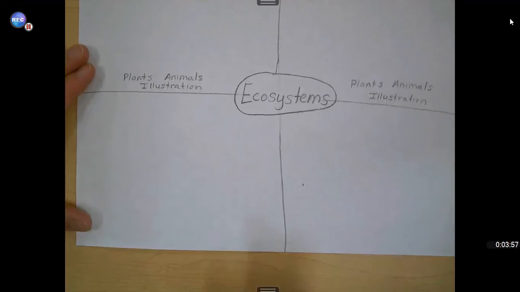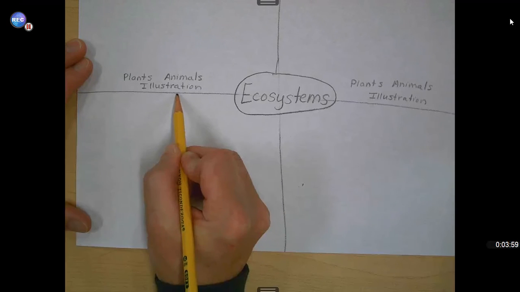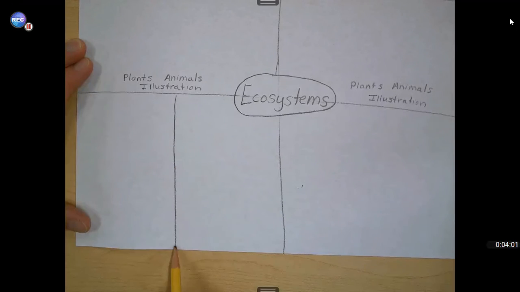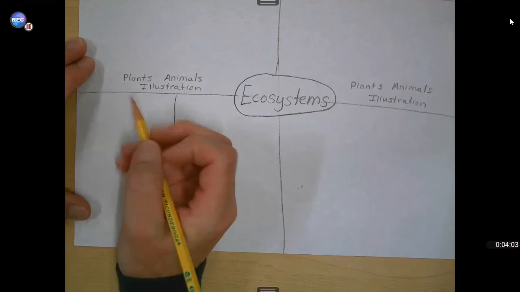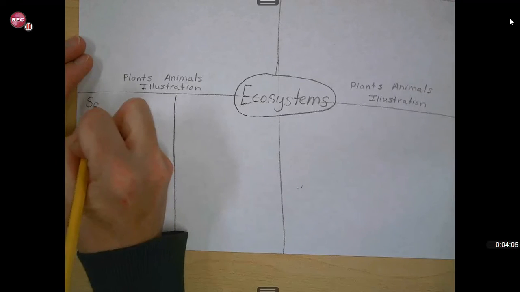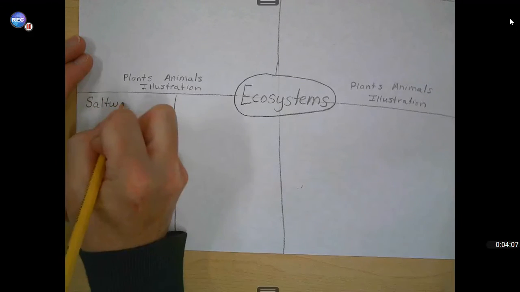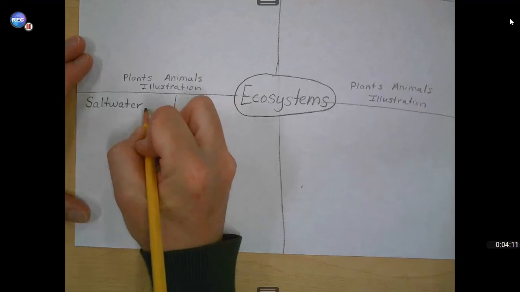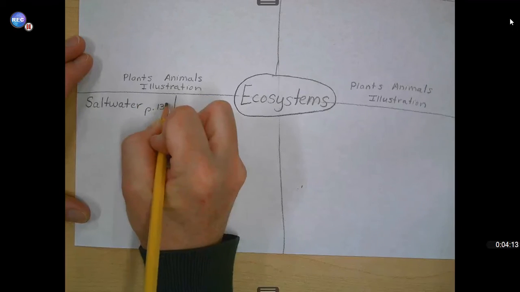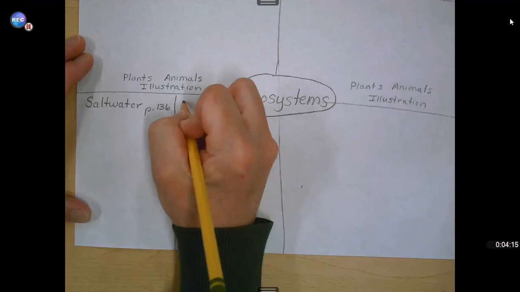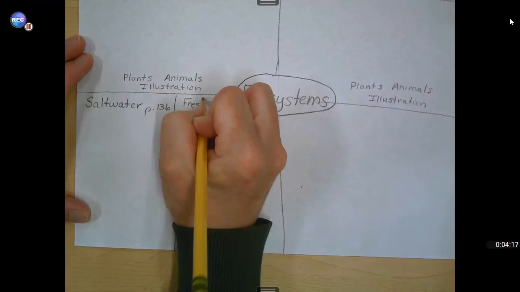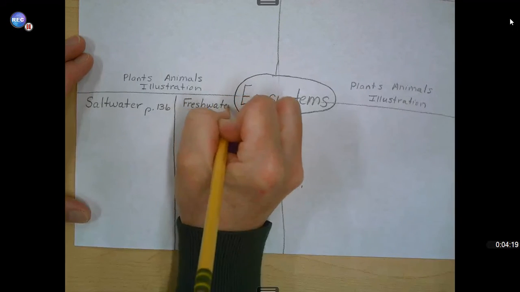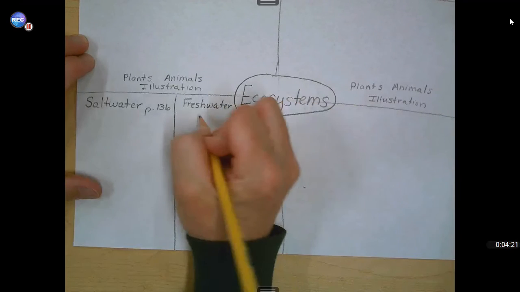Okay, now this box, we're going to divide this into 2 parts. So down the middle, this side is going to be the saltwater ecosystem. So this will be our water box, the whole box. But this side is going to be the saltwater ecosystem on page 136. And this side is going to be the freshwater ecosystem. And that's going to be on page 137.